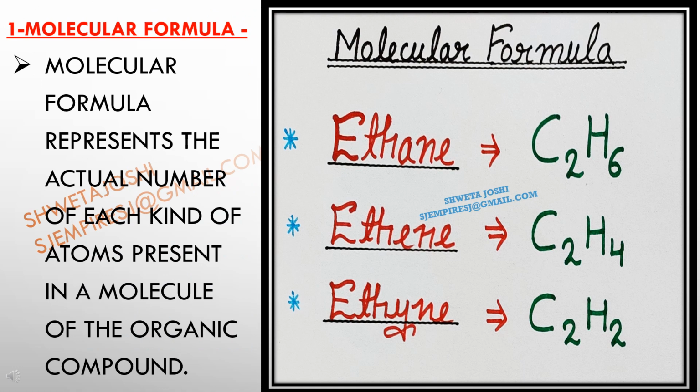Our first formula is molecular formula, which represents the actual number of each kind of atoms present in a molecule of the organic compound. For example, if we take ethane, it contains 2 carbon atoms and 6 hydrogen atoms. So its molecular formula will be C2H6. For ethene, its molecular formula is C2H4. And for ethyne, its molecular formula is C2H2.